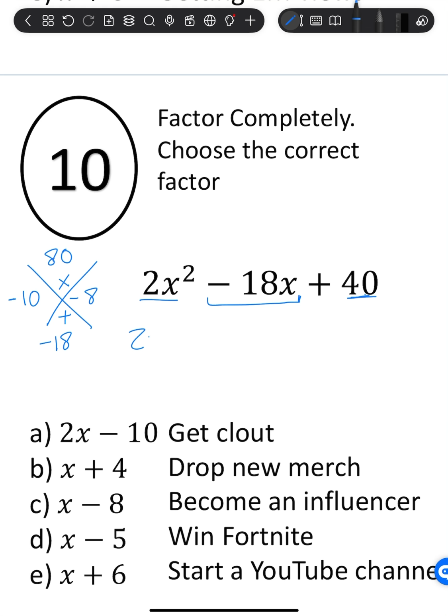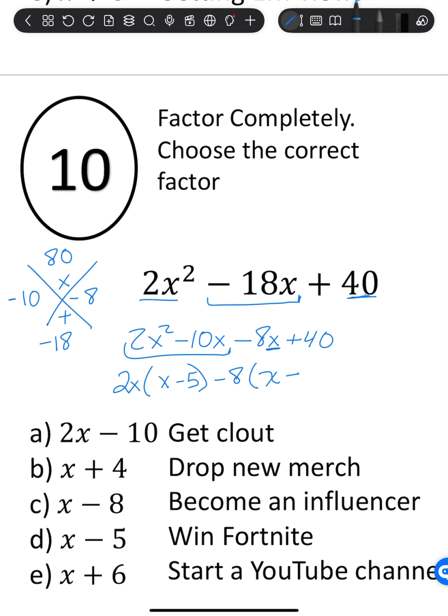So let's split that negative 18x up. So by splitting them up, I'm going to do minus 10x minus 8x plus 40. Okay, looking at our first two here, so we can take 2x right out, leaving x minus 5. Then I'm going to take negative 8 out here, because I want to make this positive. So that's leaving me x minus, right, because it's 40 divided by negative 8, so negative 5. Okay, pulling those out, we have x minus 5 as our first, and 2x minus 8.